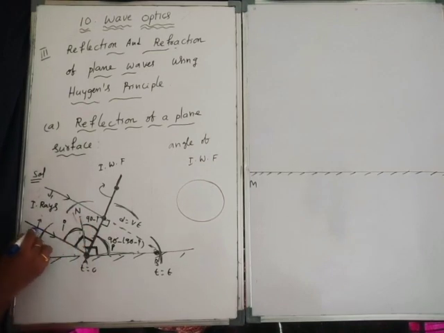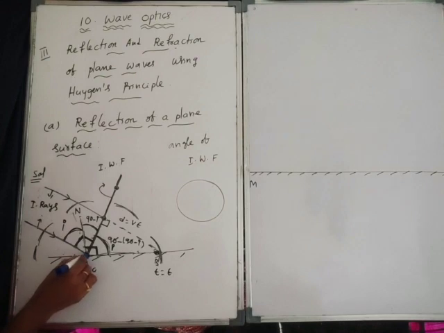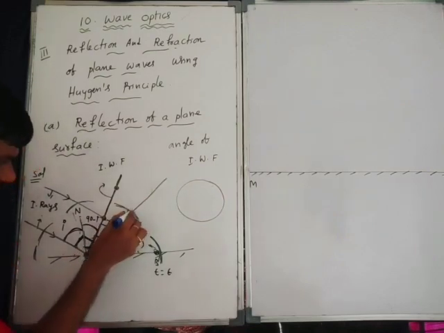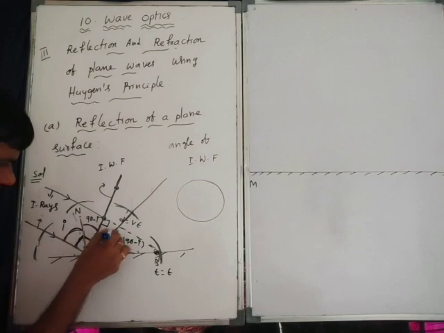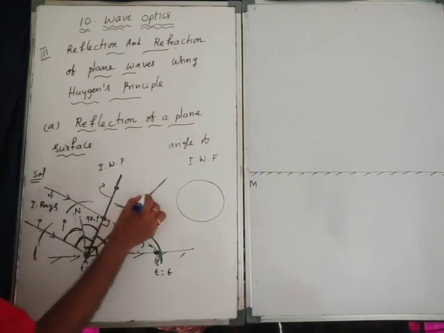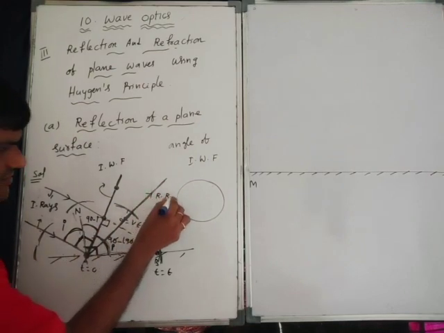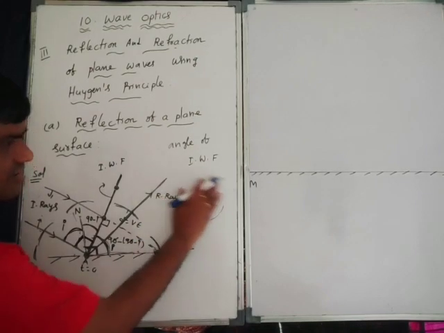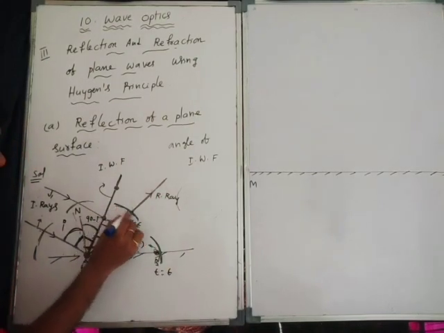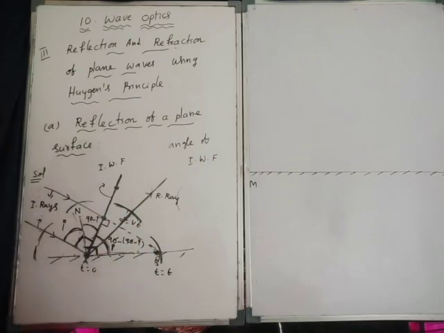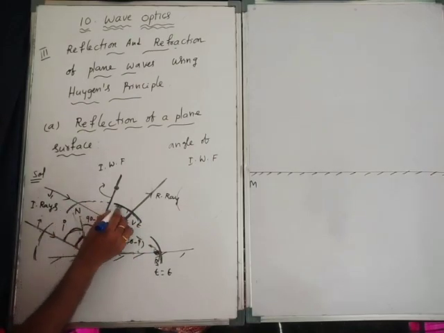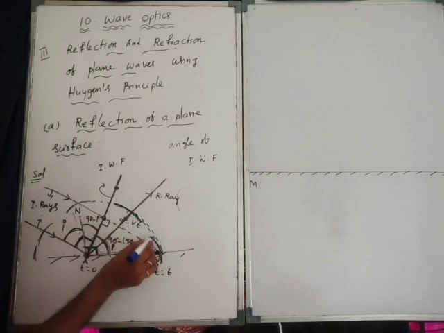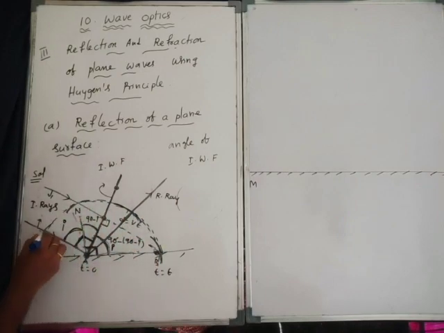Now this is the incident ray, and now I can draw the reflected ray. This is the reflected ray. The reflected ray is perpendicular to the wavefront, right? This is the wavelet, meaning the wavefront. That means we can draw a common tangent in this manner. This common tangent is nothing but the secondary wavelet.